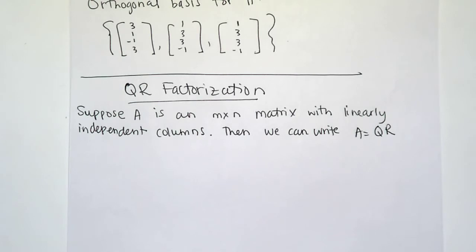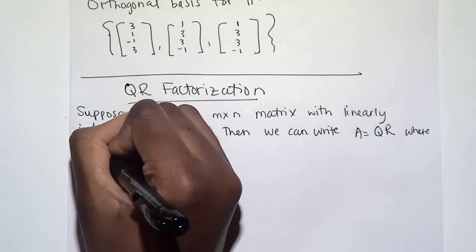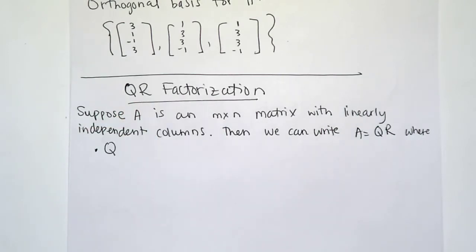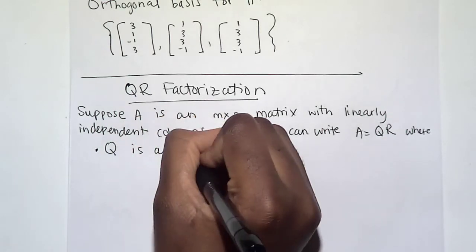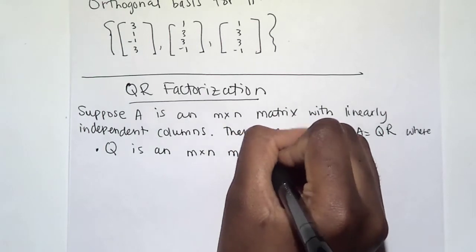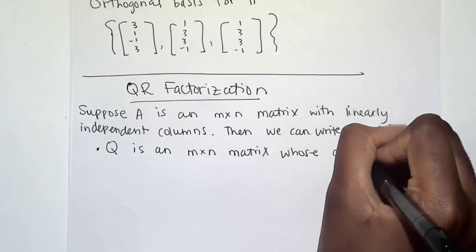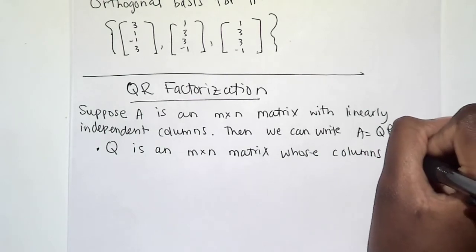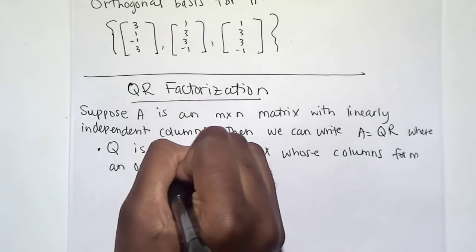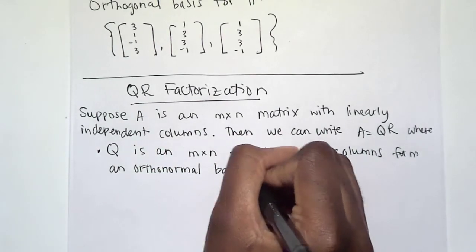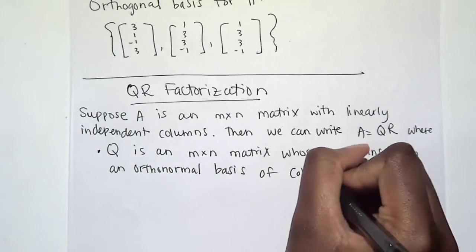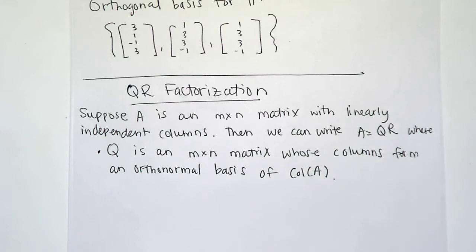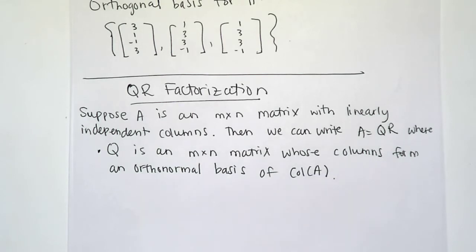So this is our factorization, where the first matrix Q is an M by N matrix whose columns form an orthonormal basis of the column space of A. So the first part is if you find an orthonormal basis of the column space of A, that's going to be our Q.